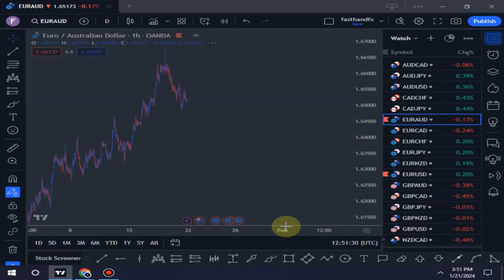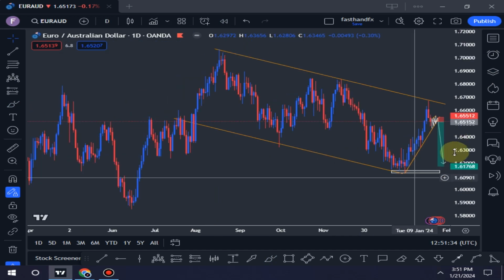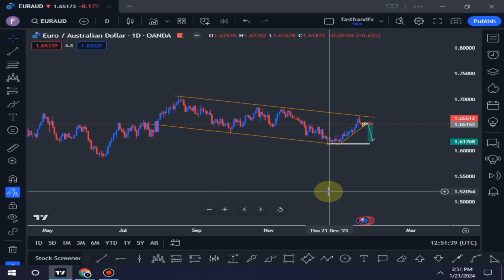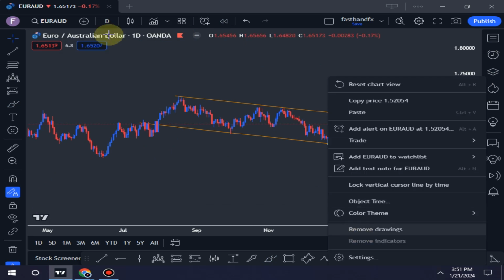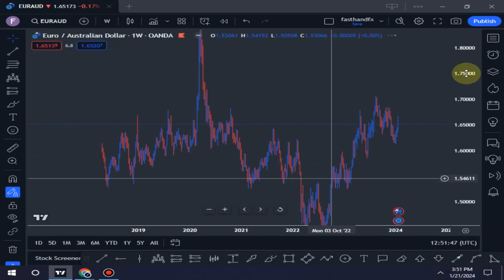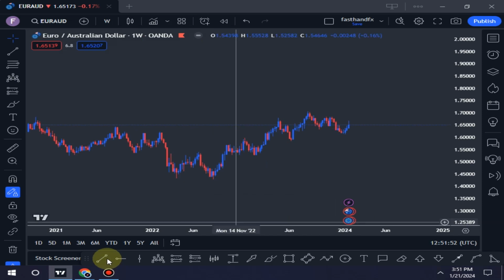Euro Aussie. Okay, now on Euro Aussie, there's this good pattern that this market is giving us. I'll remove that, and we start our analysis from the weekly. Today we're drilling. All right, so basically we are in an uptrend.